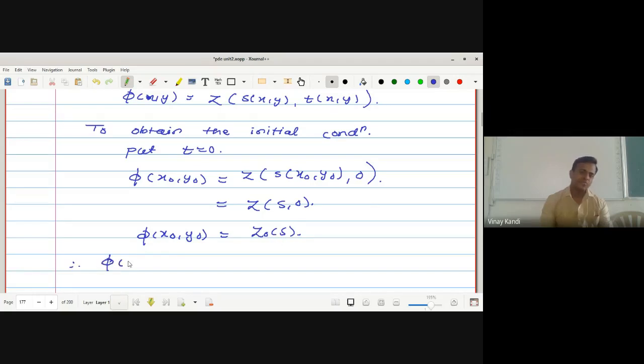Therefore, phi of xy satisfies the initial condition.